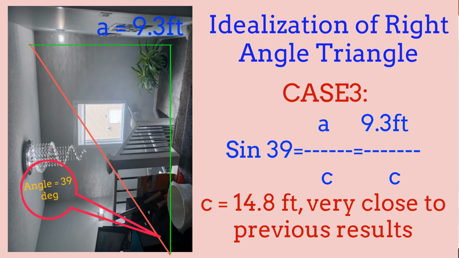Then we're going to substitute our values in. For sine 39, we get 0.63, and that is equal to 9.3 over c. Now we're going to bring c to the other side, so then it's multiplying. So 0.63 times c is equal to a, and after that we're going to bring 0.63 to the other side, which makes it divide 9.3. So we get c is equal to 9.3 divided by 0.63. After you divide, we get c is equal to 14.76 feet. Then we can round that up and say that it's 14.8 feet.